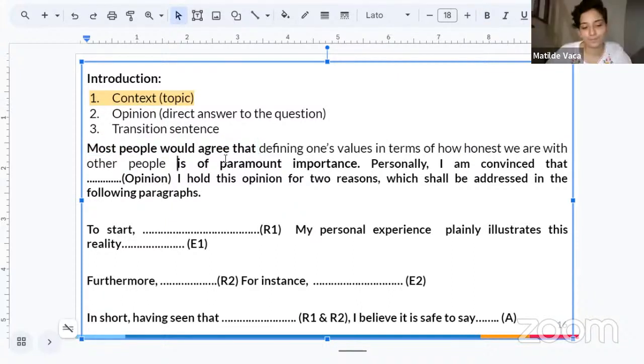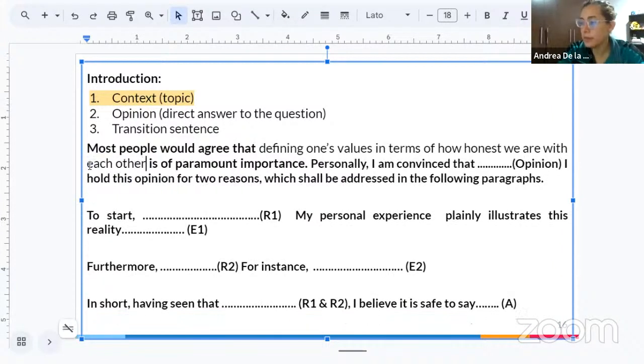Thank you. Exactly. So, yep, we have those two options here. Any other question for this first sentence?